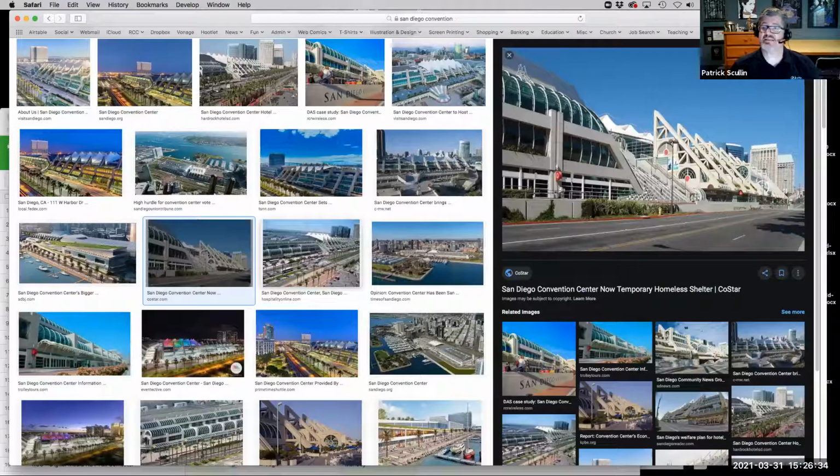Then I start collecting my reference. So for me, it's very important to have reference images. Those reference images tell me what my things are going to look like. And so in this case, I'm collecting pictures of the San Diego Convention Center because I can't remember off the top of my head how it looks, but I want to have these images as reference points so that I can build them into my design.